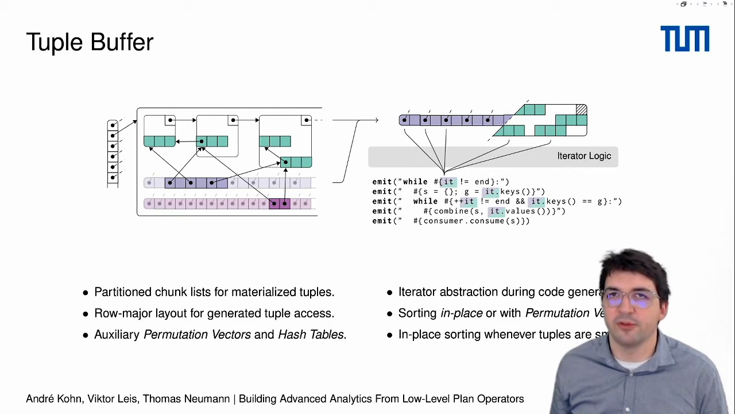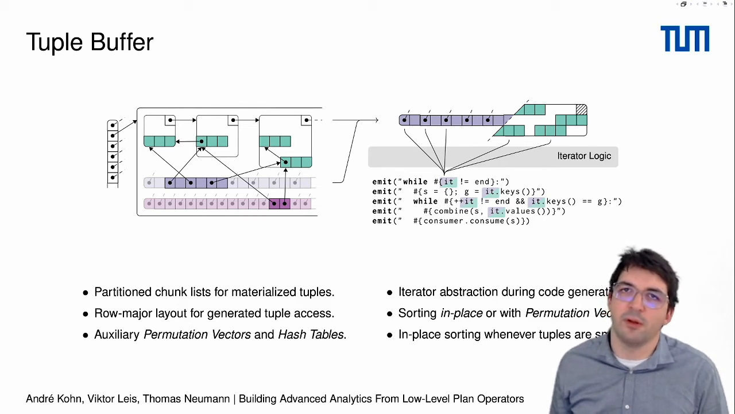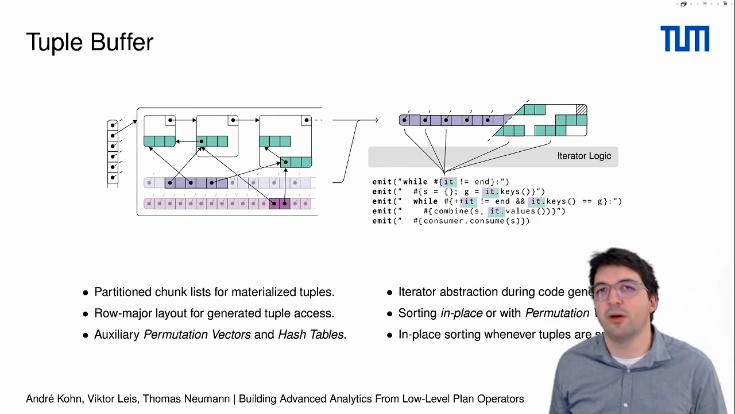They store tuples in partition chunk lists and use a row major format to simplify the tuple access through iterator abstractions. These iterator abstractions also allow us to support three different sort modes. We either sort in place, a vector of pointers, or a hybrid mode in between that sorts pointers with extracted key values. We call this hybrid mode a permutation vector, which retains the cache efficiency when sorting large tuples, as long as the ordering key size stays reasonably small.